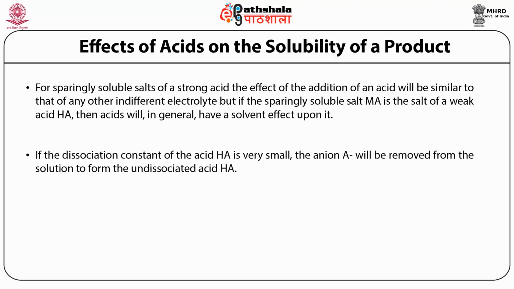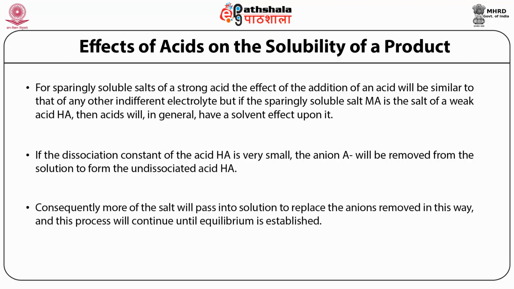If the dissociation constant of the acid HA is very small, the anion A⁻ will be removed from the solution to form the undissociated acid HA. Consequently, more of the salt will pass into solution to replace the anions removed in this way, and this process will continue until equilibrium is established.